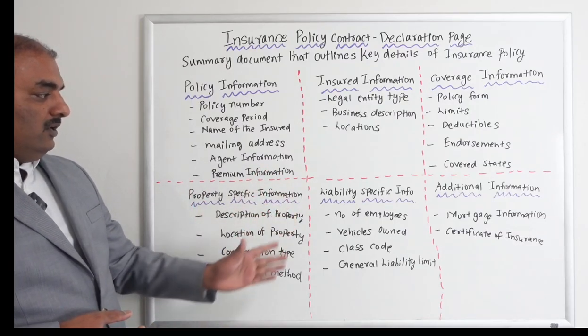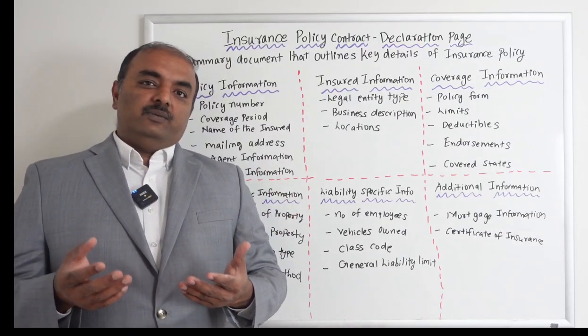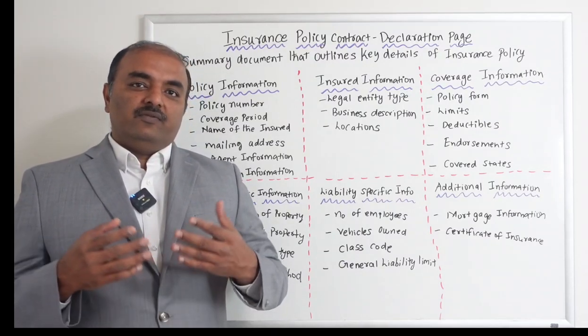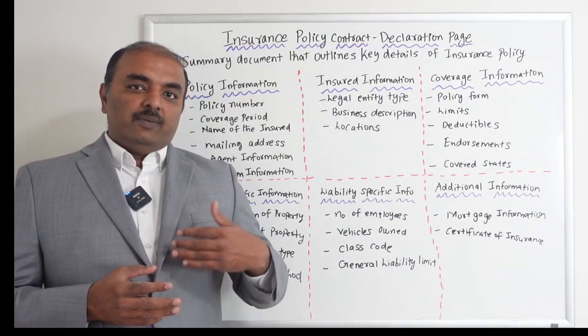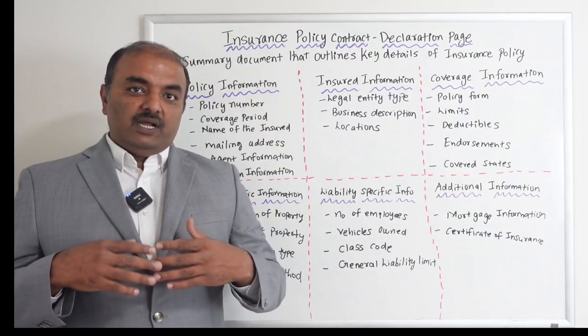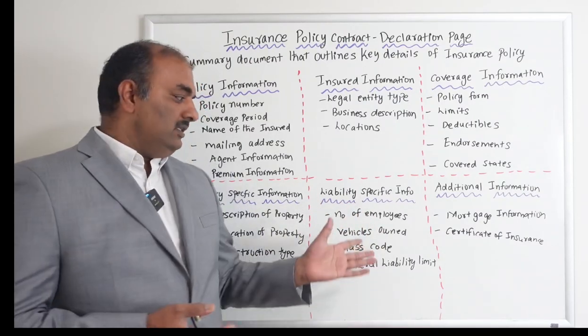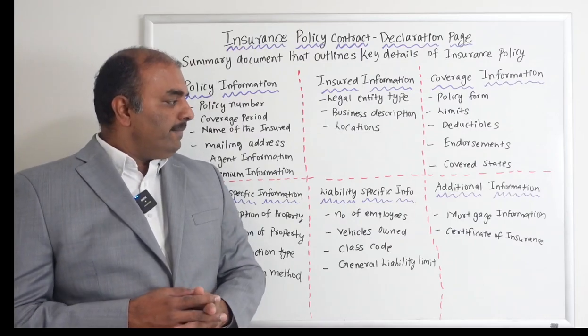When it comes to liability, you will have liability policy information. If you take workers' compensation, you have the classification code and number of employees, because if something happens to your employees, you as a company have to take care of it. So you'll have all this information. Similarly, for commercial auto, you'll have vehicles owned, etc.